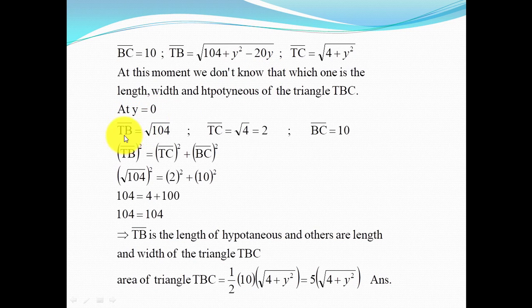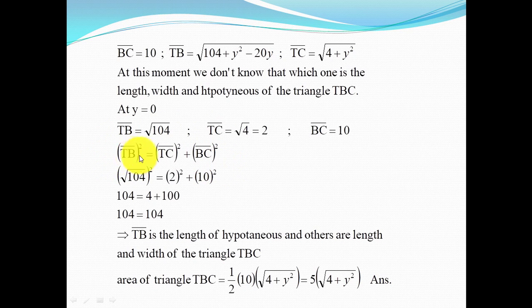What happened? We get the values: TB is the square root of 104, since these terms become 0. For TC, we retain 4, and the square root of 4 is equal to 2. BC is as it is, 10. Now we use this possibility.